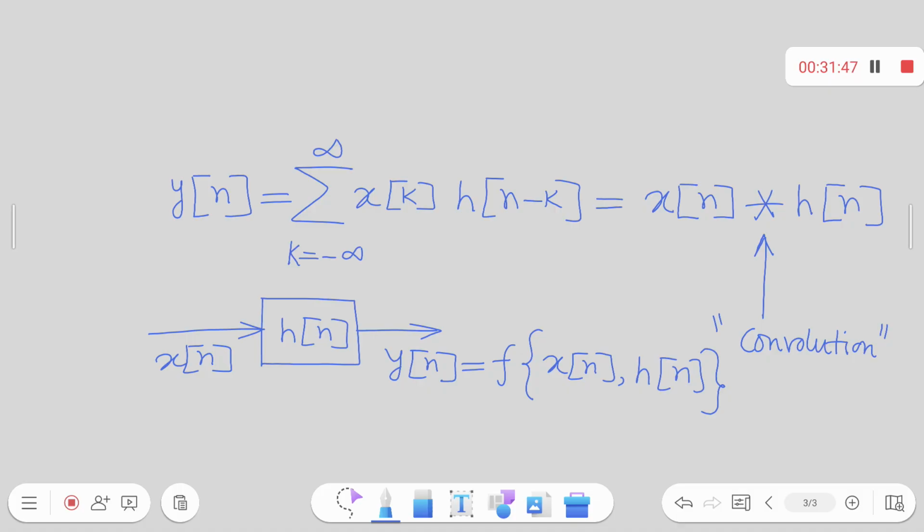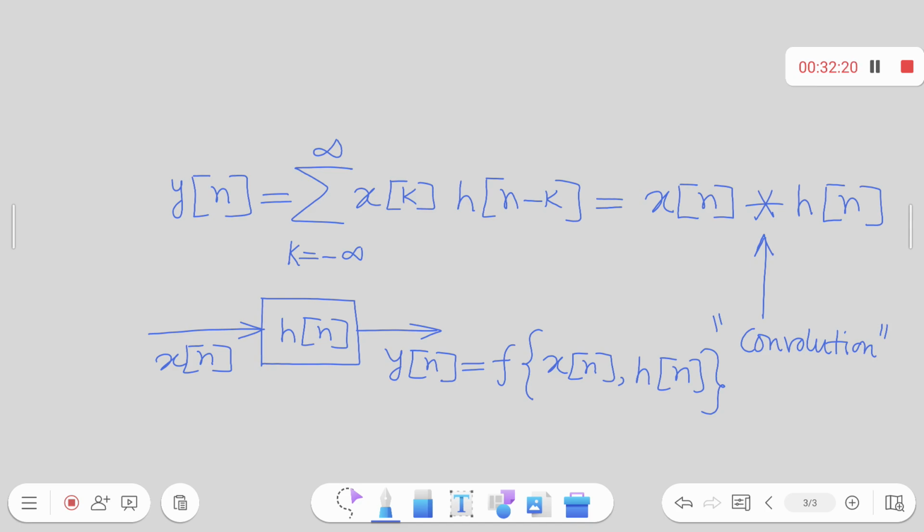And that star is not the multiplication. Remember, this is not the multiplication. We have already studied the dot operation, right? Dot means you have x0 multiplied with h0, x1 multiplied with h1, x2 multiplied with h2, something like that. This is known as the dot operation, the multiplication operation. But here we have not considered the dot operation, rather a star operation. And this operation is known as the convolution operation.